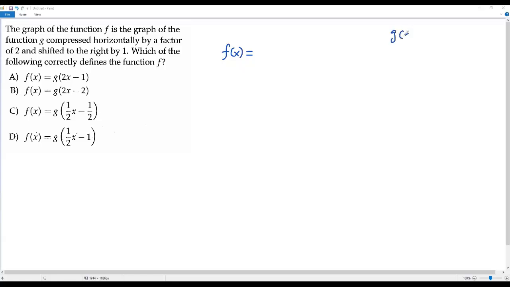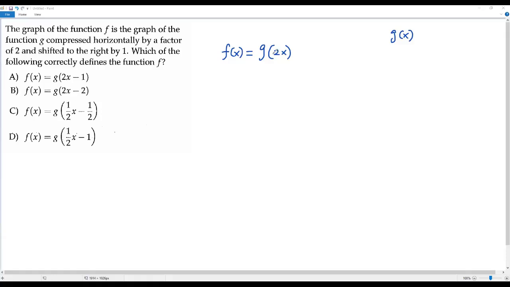So actually the original function of g is just g of x. When I compress this function g of x horizontally by a factor of 2, what I have to do is multiply this x by 2. Let me write over here g of 2x. So this is the result we get after g is compressed horizontally by a factor of 2.